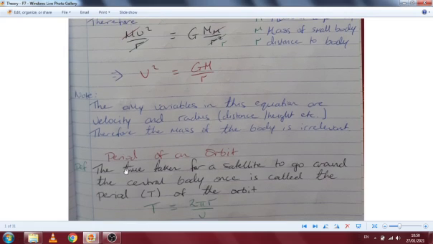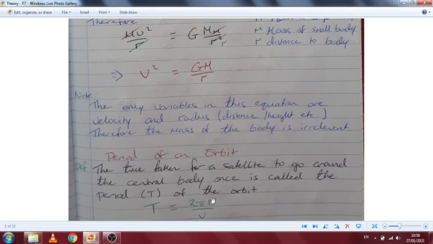The period of an orbit then, when we start to look at this, so how long it takes to go around. So the time taken for a satellite to go around the central body once is called the period of the orbit. So again, if you have a satellite in space that's giving you GPS or something like that, the period of that satellite is given by this formula here.